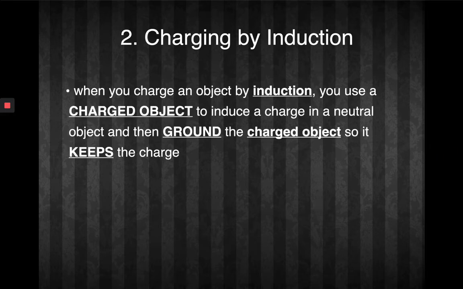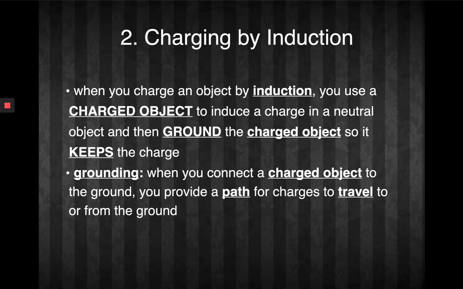So when you charge an object by induction, you're using the charged object to create a charge, or induce a charge, in a neutral object. Then what we do is we're going to ground the charged object so it keeps the charge. So grounding is when you connect a charged object to the ground and you provide a path for charge to travel to or from the ground.